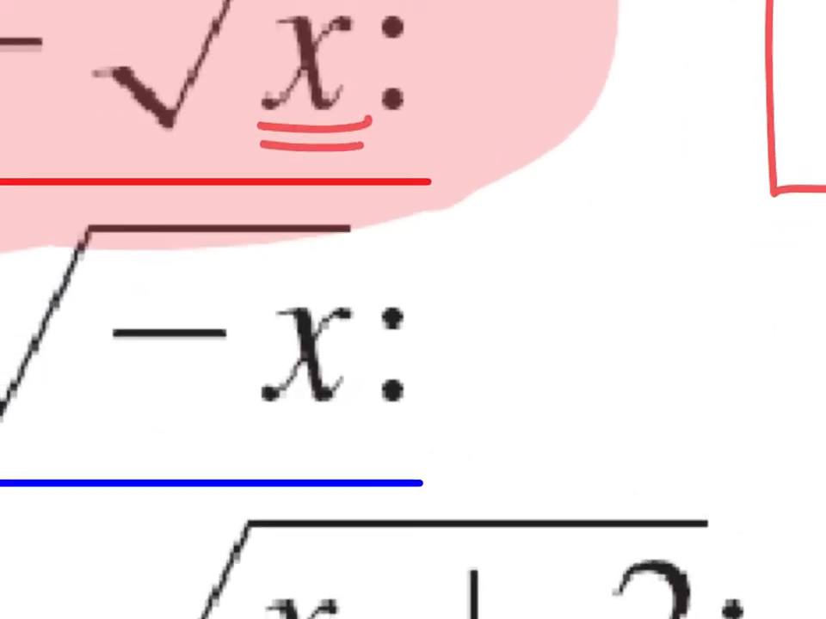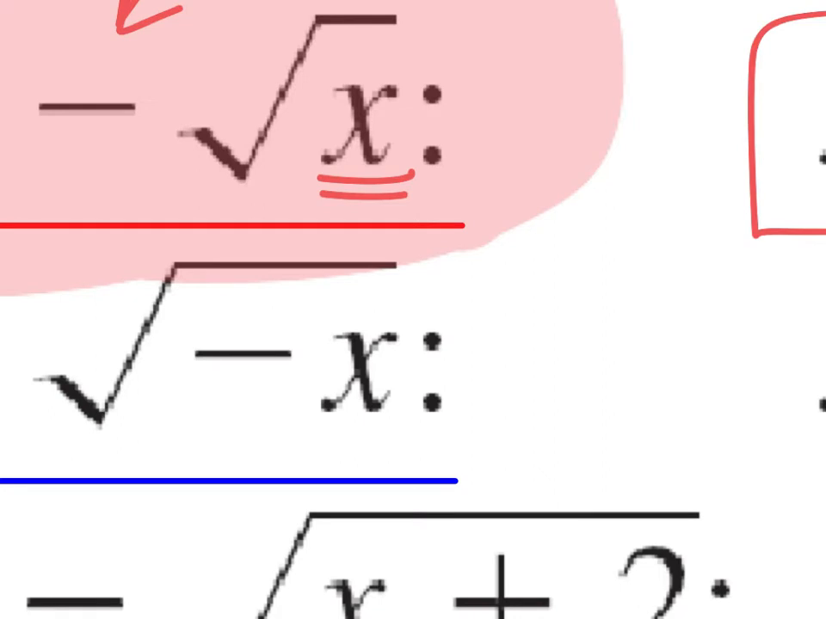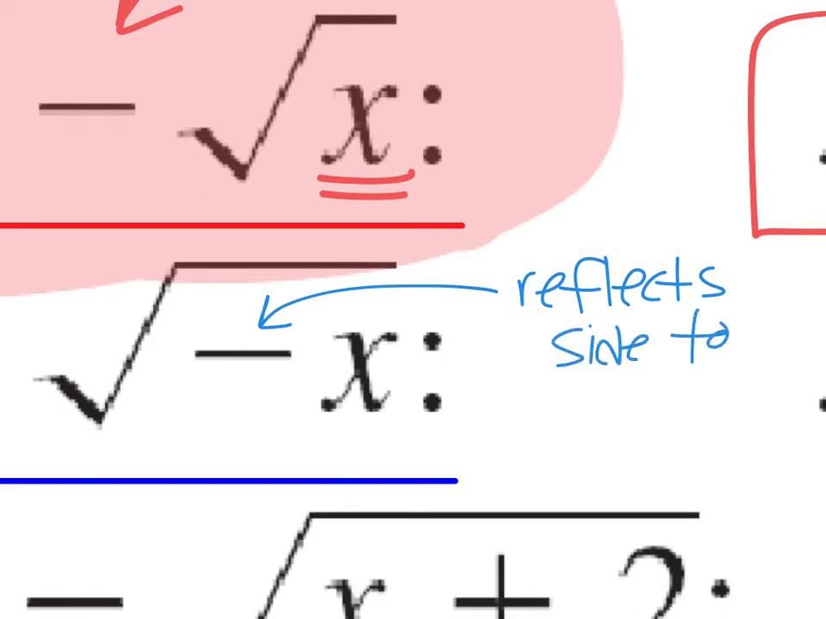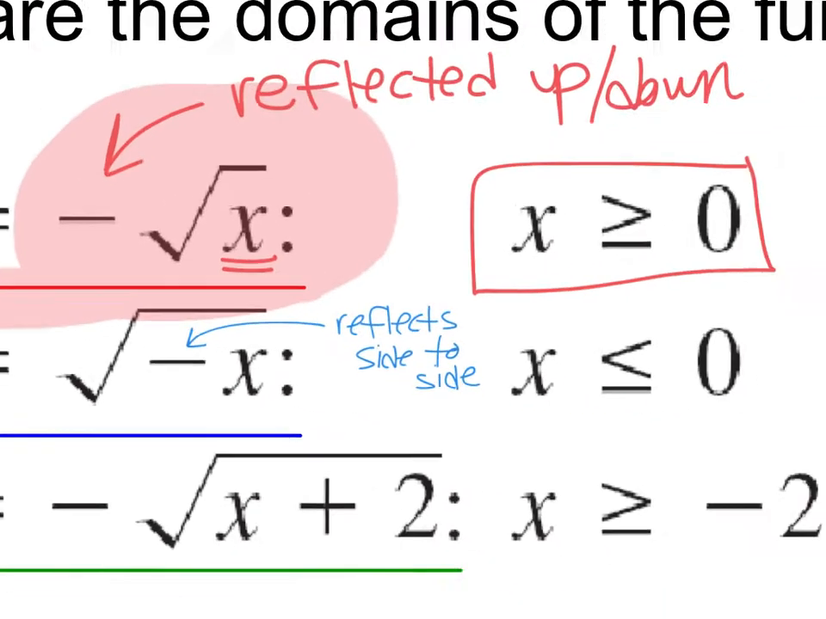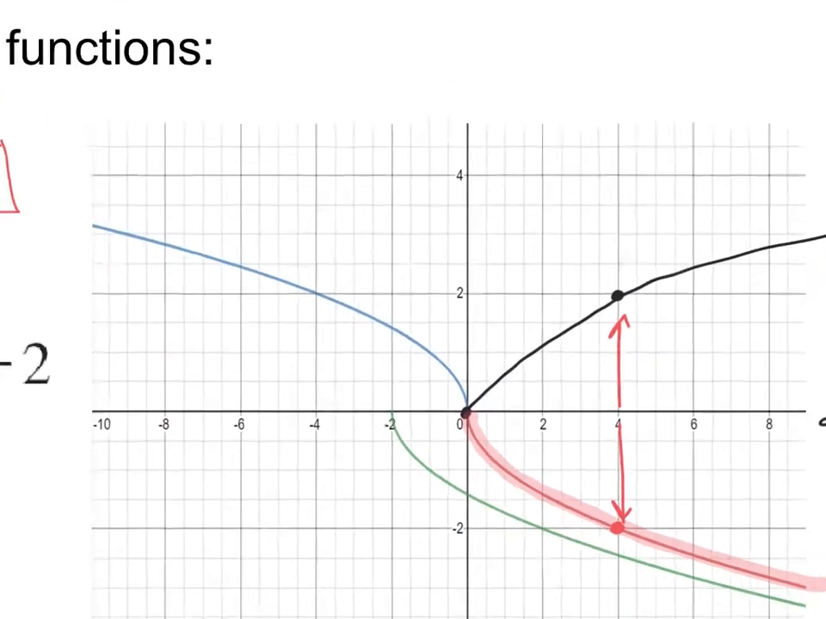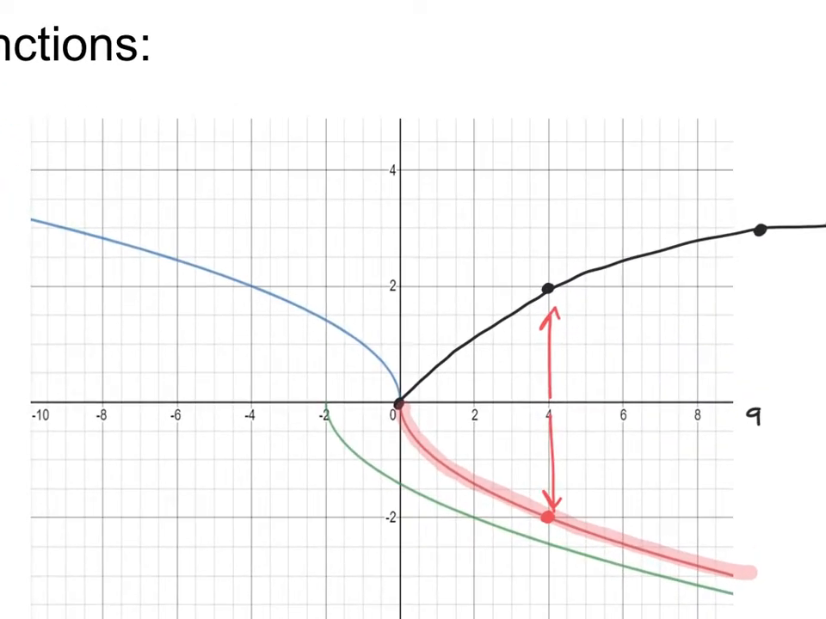But if you put that negative inside the square root, what that does is it reflects it side to side, reflects across the y. So if you look at the blue function over on the graph, now instead of where the parent function is, which is black, on the right side over here, now we're reflected over to the side. So notice how we took this point and reflected it over. Okay. So that's what happens when you reflect across the y-axis if your negative is underneath the square root.